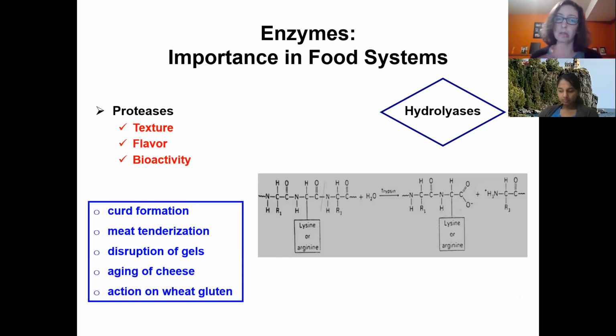Proteases have so many different applications. One is for texture or changes in texture, so curd formation, for example, or tenderizing of meat. To make the meat more tender, sometimes you add bromelain enzyme or papain enzyme to the meat cuts to make them more tender. Disruption of gels. Proteases can break down the proteins, disrupt gels, and are important in aging of cheese. They produce the flavor. You can produce hydrolysates for enhanced bioactivity or functionality. And sometimes you can add them to wheat gluten to make the gluten more viscous than elastic. So you can break up the large molecules, and you end up with a more extensible kind of end product rather than too elastic. You enhance extensibility versus elasticity.